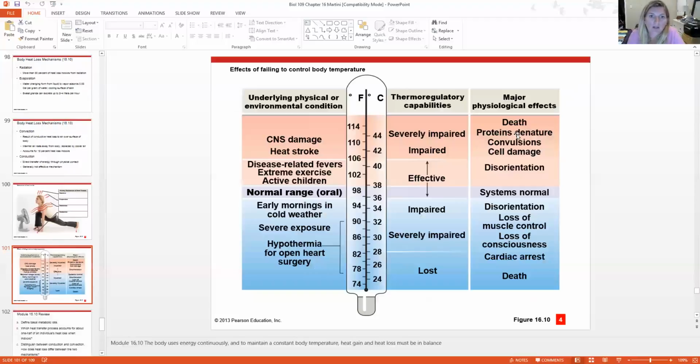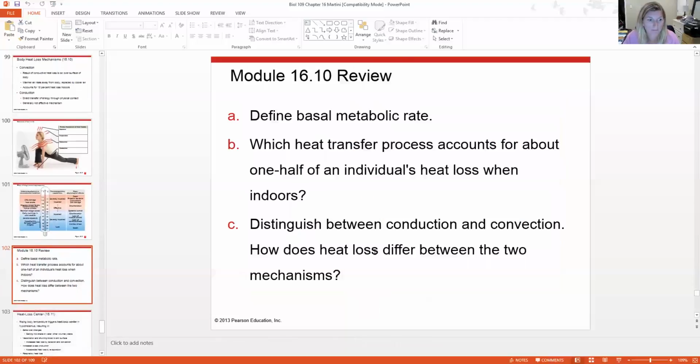So here you see some underlying physical conditions related to our body temperature. Our body temperature likes to be in this normal range, but if you get up in this 106 or above range, that's severe central nervous system damage, death, convulsions, etc. Same thing with below, even just below 90 degrees can be very detrimental, loss of muscle control, etc. You can pause the video here, go back and answer these 3 questions.